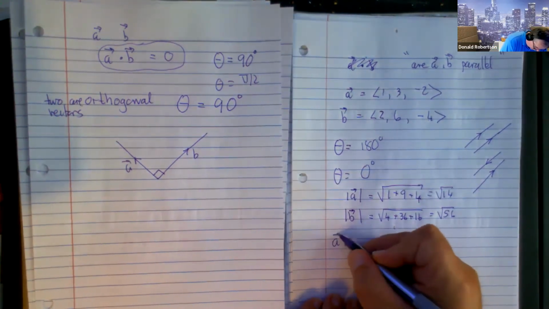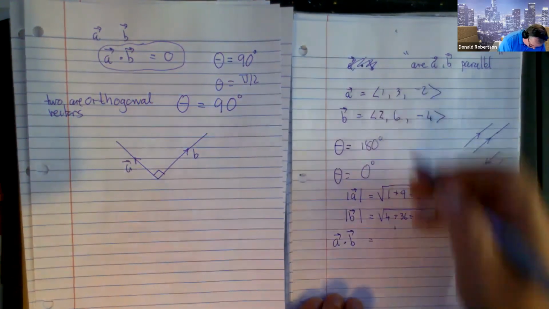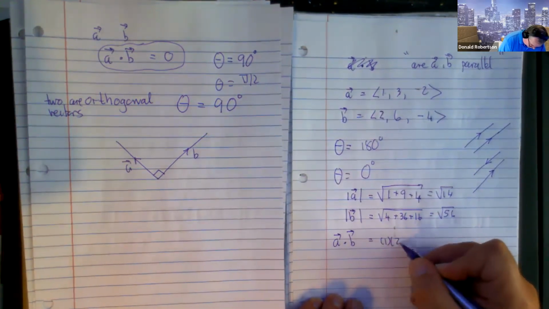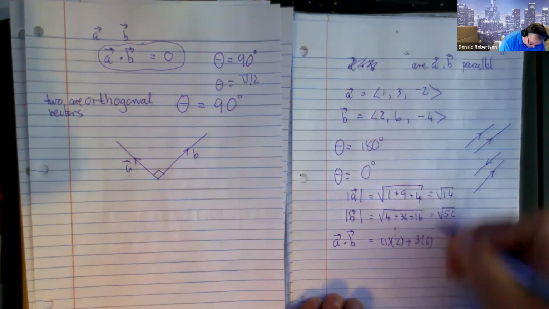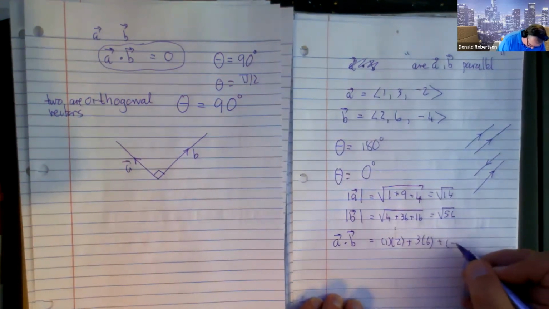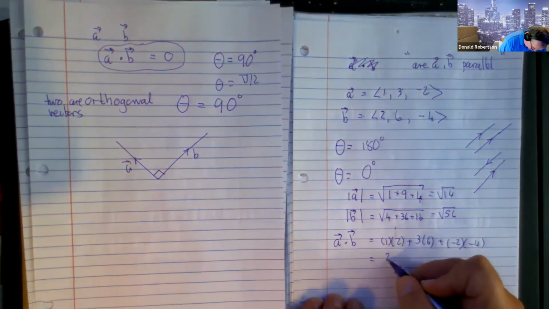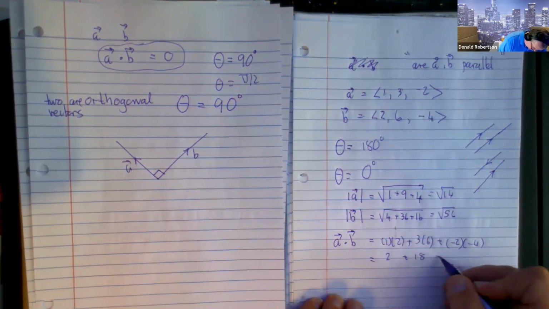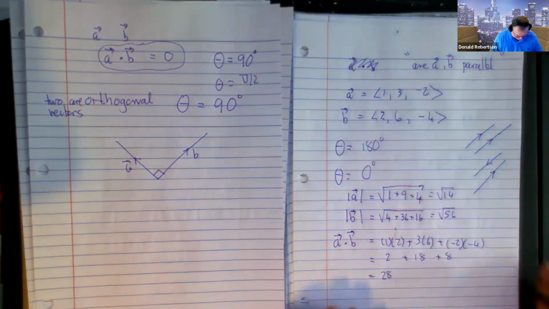And the dot product, because we need that, it's going to be 1 times 2, add 3 times 6, add -2 times -4. God, that's a hard one. Here we go. 2, add 18, add 8. That wasn't that hard. It's 28. Okay.